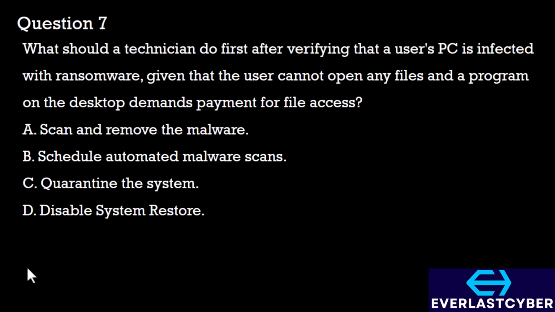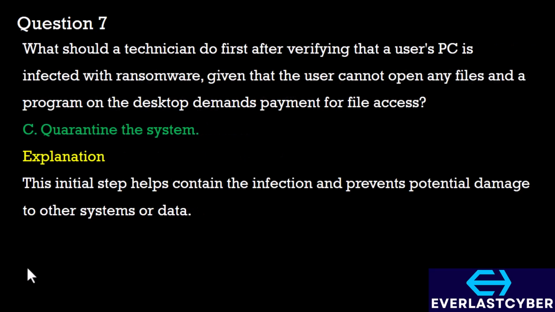Question 7. What should a technician do first after verifying that a user's PC is infected with ransomware, given that the user cannot open any files and a program on the desktop demands payment for file access? Now, without even going through the questions, we already know that this is a classic example of a malware attack. So let's go through the options. Option A, scan and remove the malware. Option B, schedule automated malware scans. Option C, quarantine the system. Option D, disable system restore. For this, the best line of action will be option C.